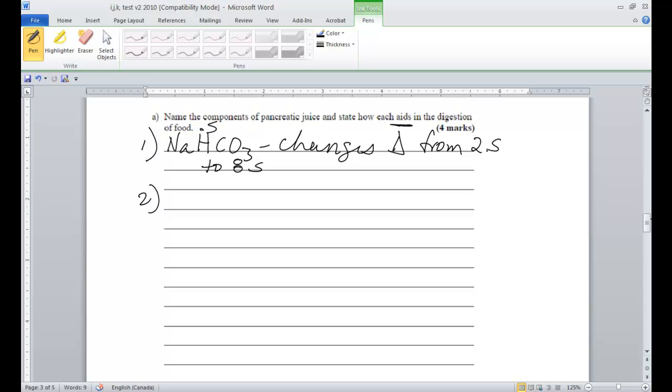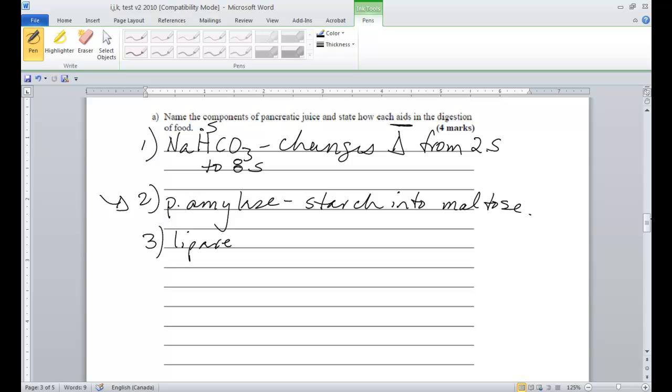Number 2 would be pancreatic amylase. And I don't know how many times we said this breaks down starch into maltose, the disaccharide. We did this a trillion billion times, did not see this translating into knowing anything. 3, lipase breaks our lipids into 3 fatty acids and 1 glycerol. Again, half for the name, half for the function.